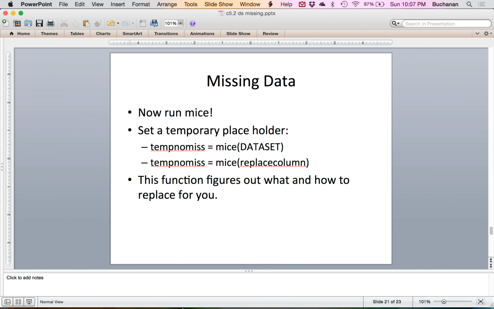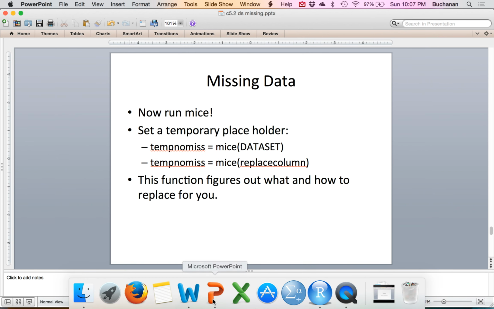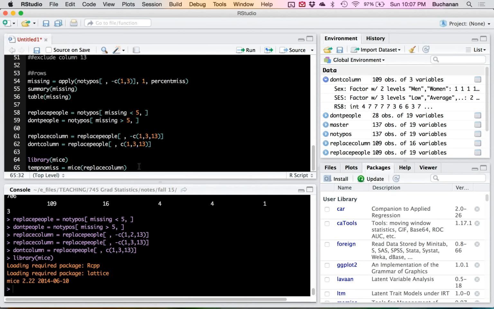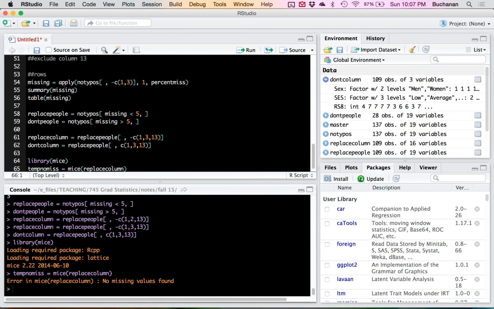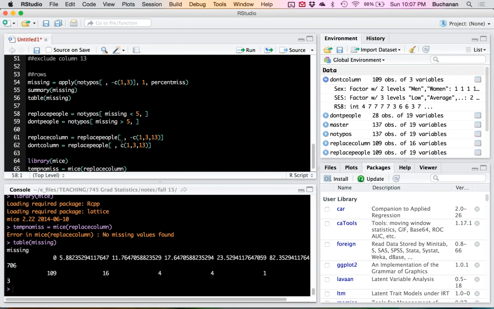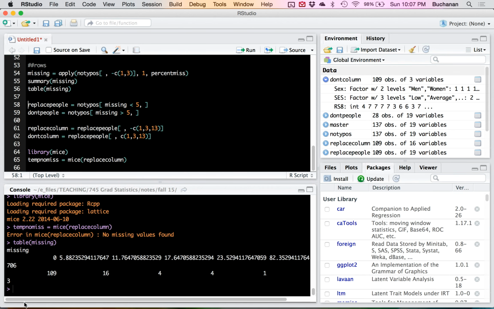And so before we do that, let's try running this. Okay? So this is the function that actually will do the multiple imputation and create you multiple options. So I'm going to run this, and you're going to see we're going to get an error. And the error is fairly simple. No missing data found. And you're like, but I know I have missing data because not only does my summary, my table, tell me that there's missing data, my no typos data set clearly has missing data.